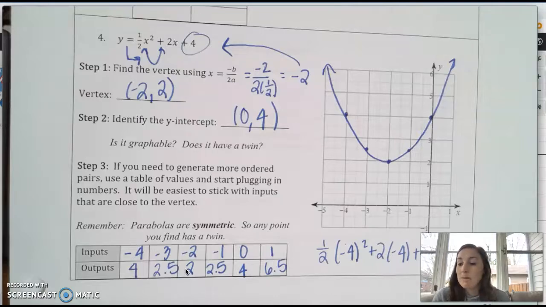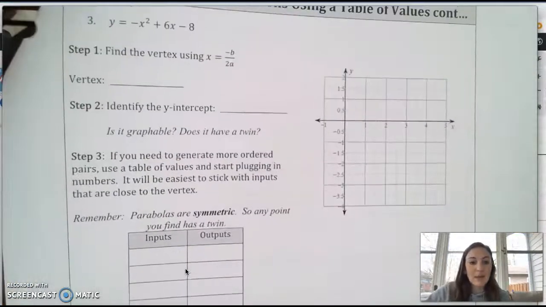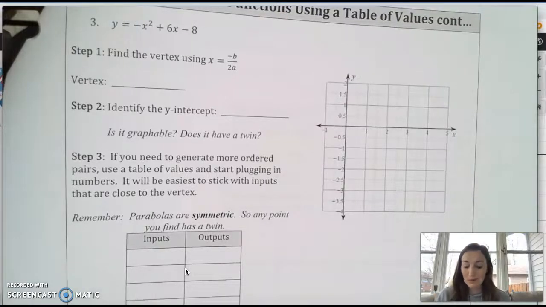So now you're going to work on example 3 up at the top. And when you're done, start working on spiral review and Math Excel. Email me if you have any questions.